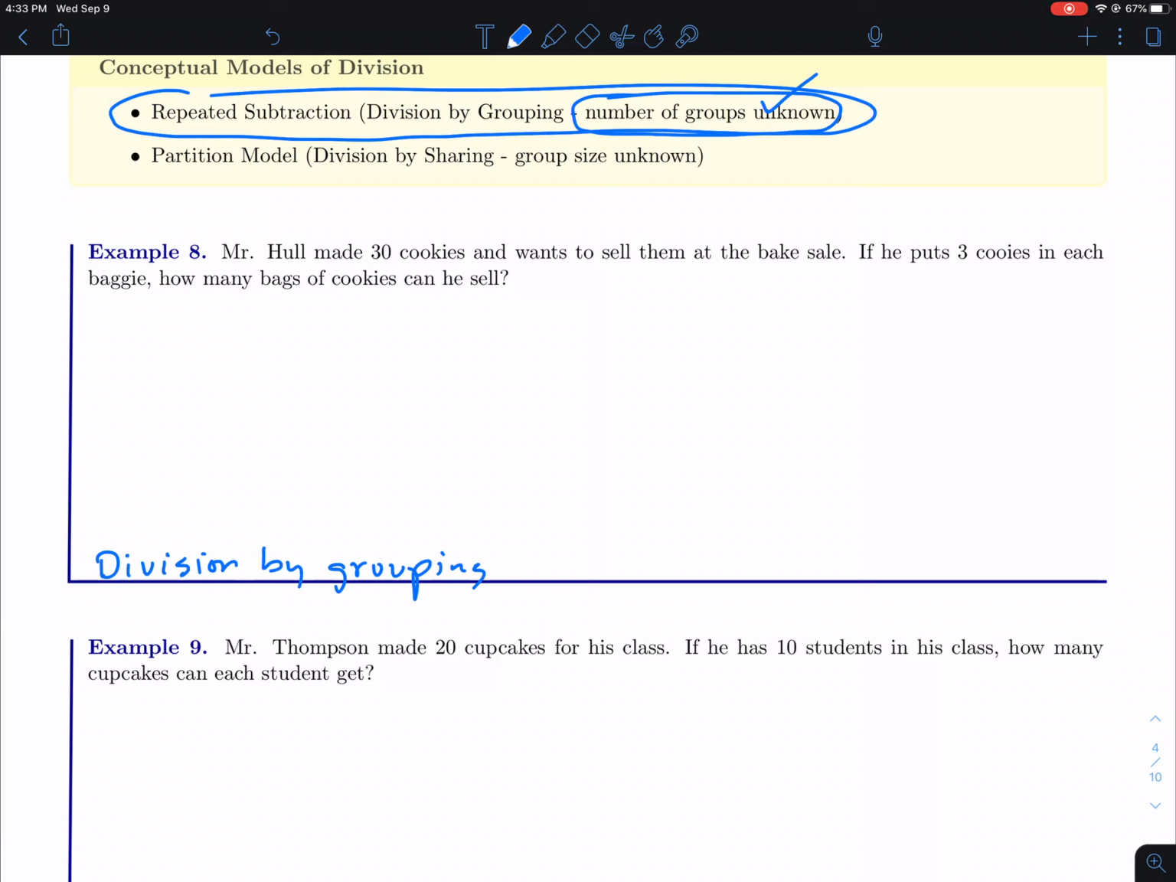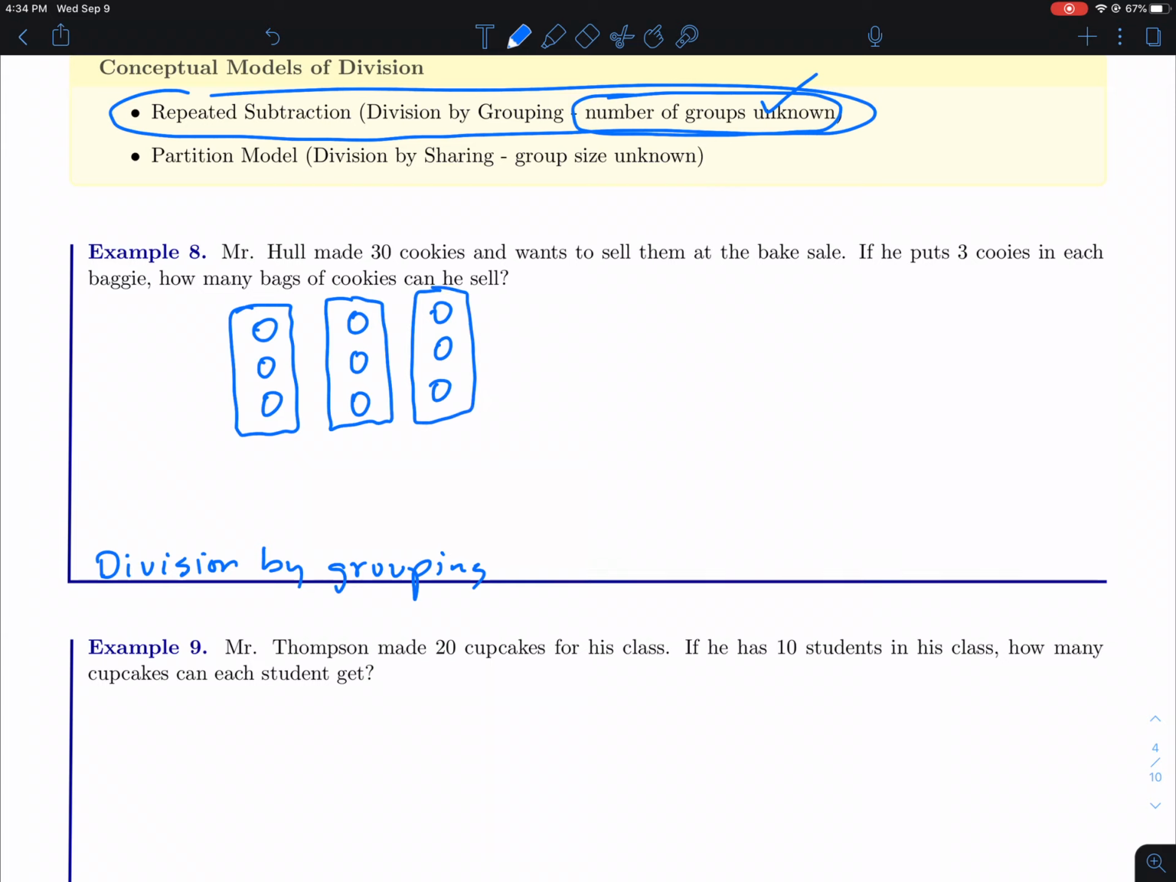But, all right. What I want to do is start putting these into groups of 3 until I run out of 30 in this case. So there's cookie 1, cookie 2, cookie 3. So there's 1 bag that I'm going to need. Cookie 1, cookie 2, cookie 3. So there's my next bag that I need. Cookie 1, cookie 2, cookie 3. Next bag that I need. And notice we are doing repeated subtraction because hopefully I'm keeping track so I don't keep adding cookies past how many cookies I actually have.